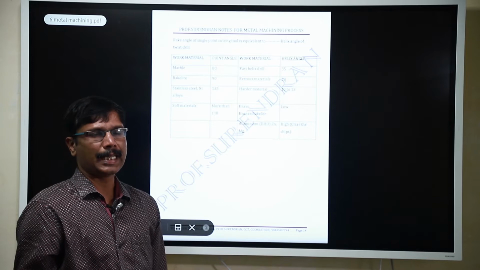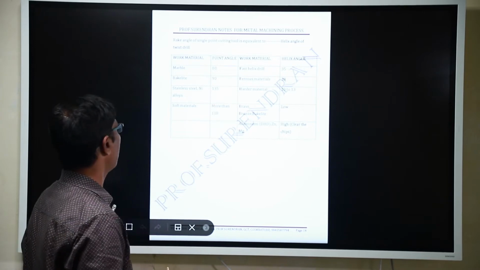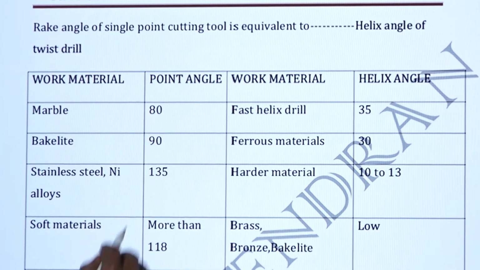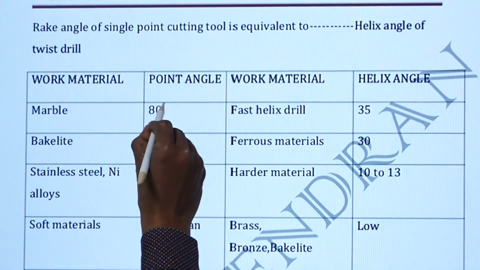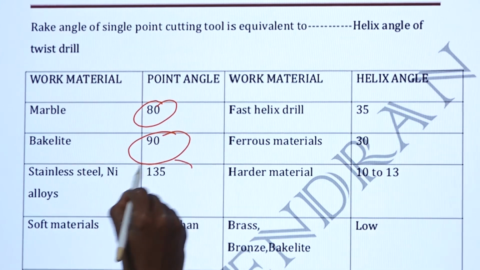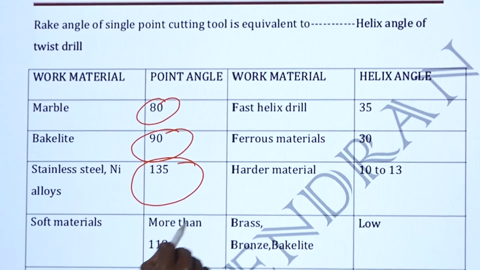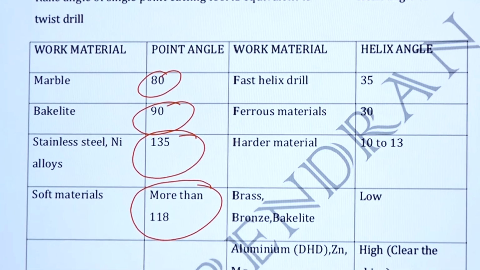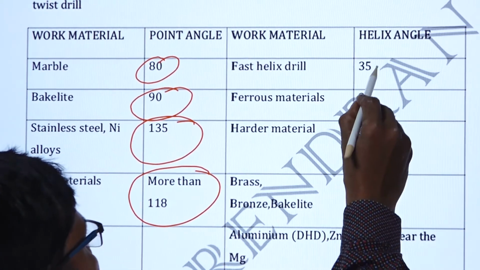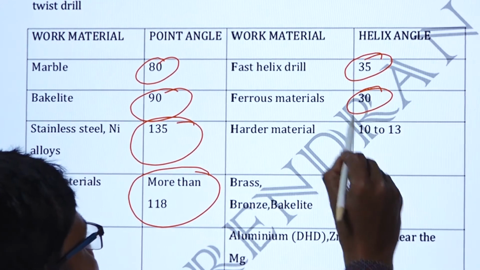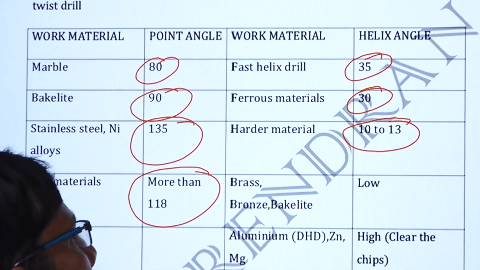So we are having a comparison here. Marble has an 80-degree point angle. Bakelite 90 degrees, and stainless steel and nickel alloy 135. Soft material more than 118. Okay. And the fast helix drill 35 degrees. Ferrous material 30 degrees. Other material 10 to 13.